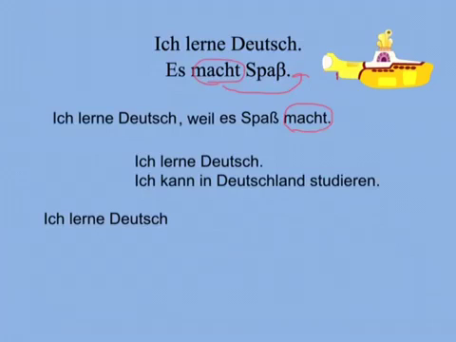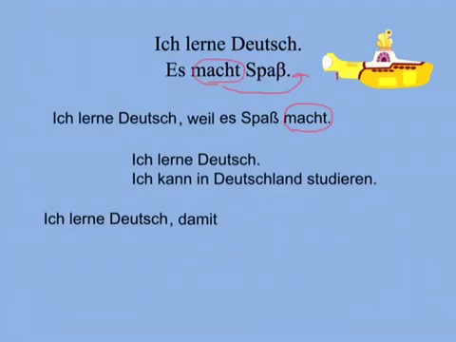Again, our first clause doesn't change. Ich lerne Deutsch. Remember, we need a comma before any subordinating conjunction. So we add the comma and put damit. Then we add the rest of the sentence, thinking about where this verb kann here needs to go. Remember, it has to get in its submarine and pop back up. It goes lower in the sentence.